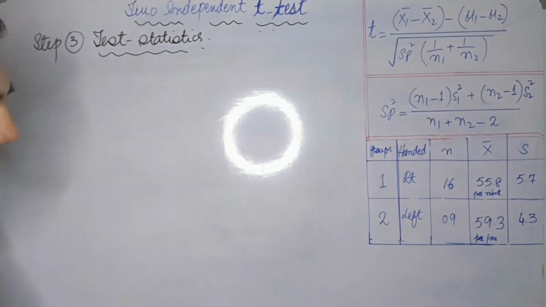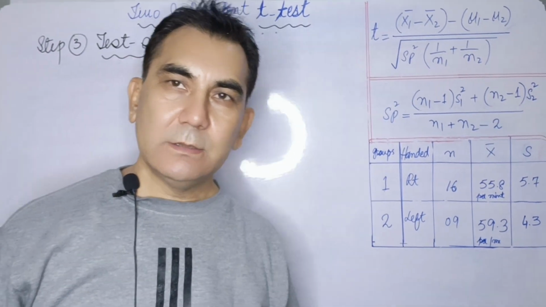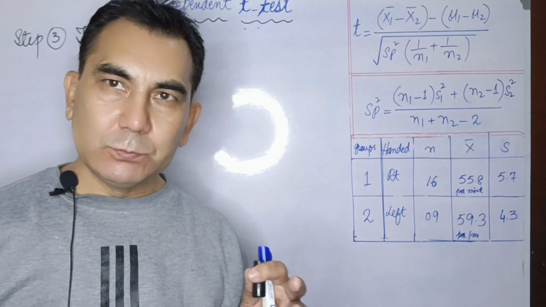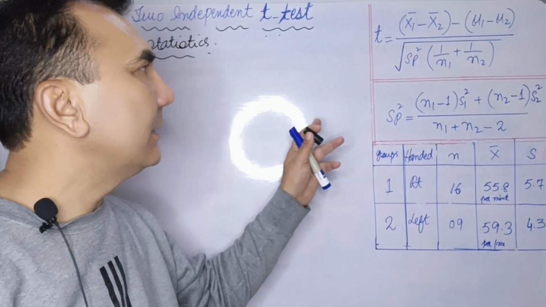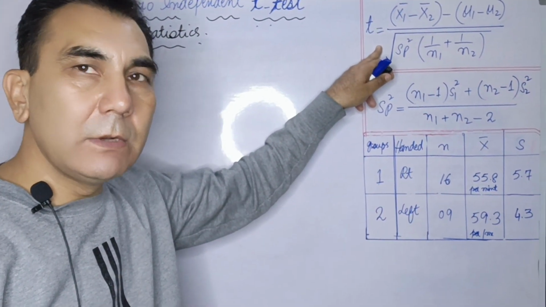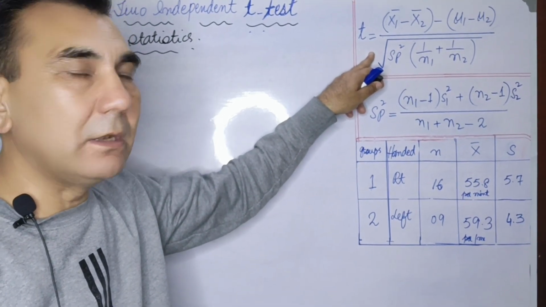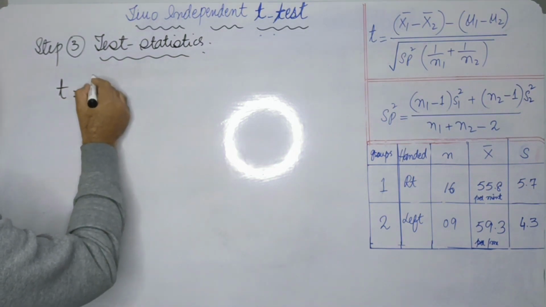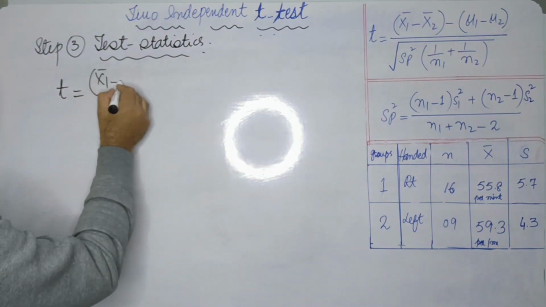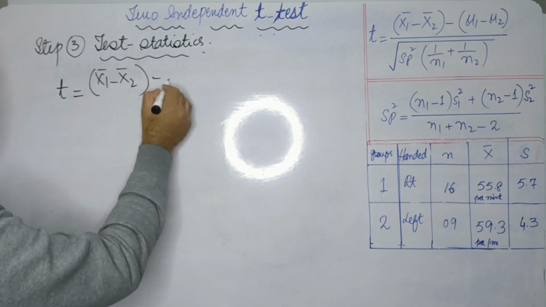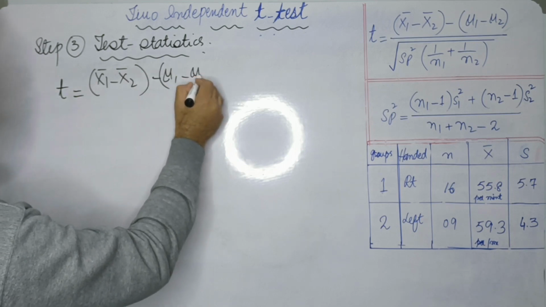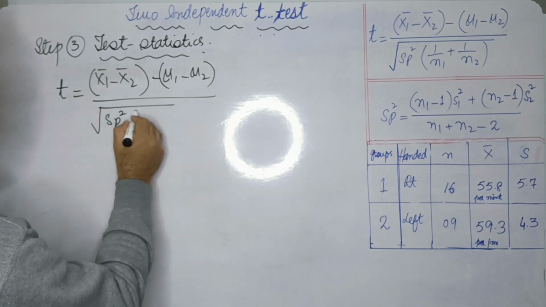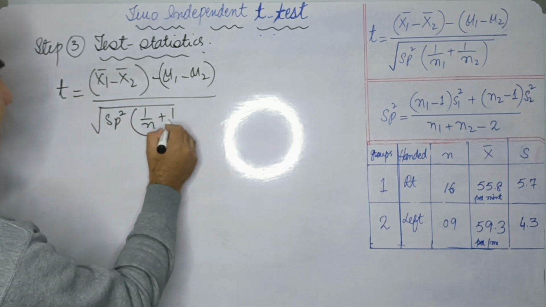For the test statistic, we assume that the variance of the two populations is equal. So for this numerical, we will use this formula: T is equal to x1 bar minus x2 bar minus (mu1 minus mu2), divided by the square root of sp square times (1/n1 plus 1/n2).